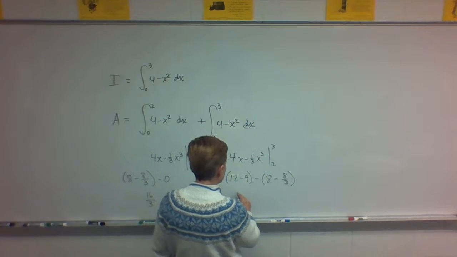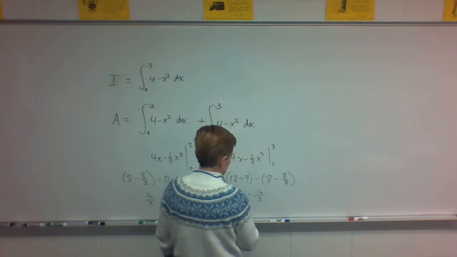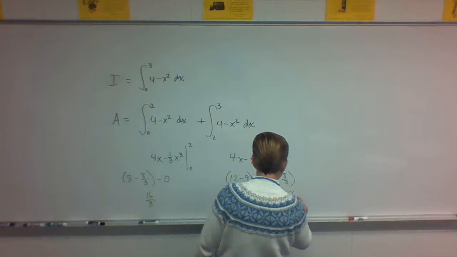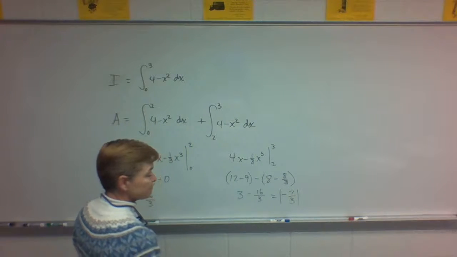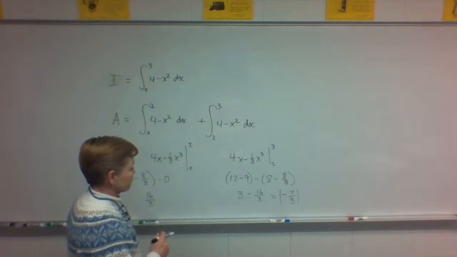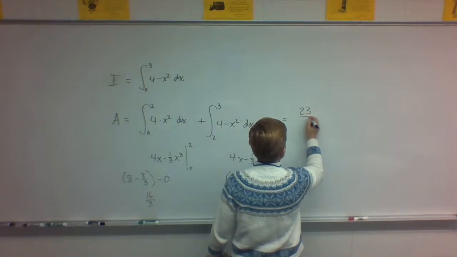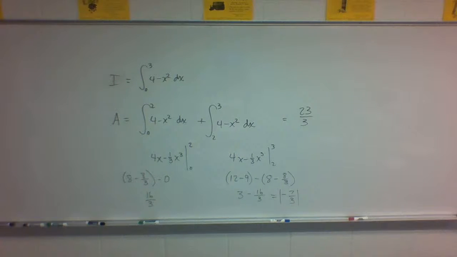So this is going to be 9 minus 16/3. That's 9/3 minus 16/3 is 7/3, negative. So we absolute value that. Add it to 16/3 and we get 23/3. 23/3 altogether. So the area is equal to 23/3 altogether because we have the absolute value of the negative part. We good? Yep.